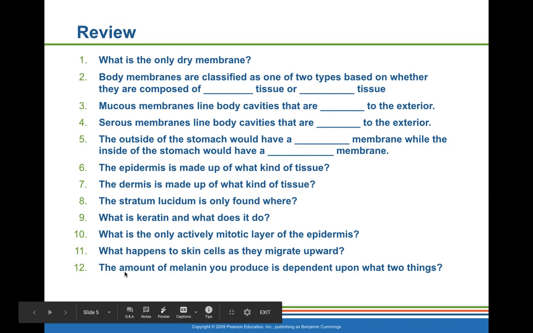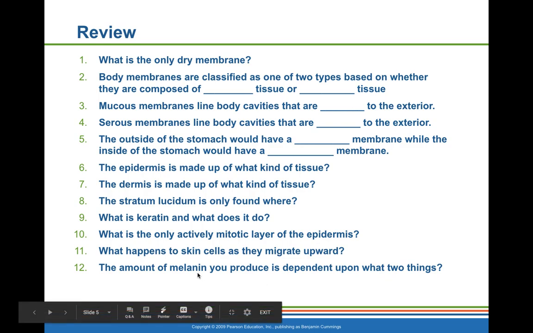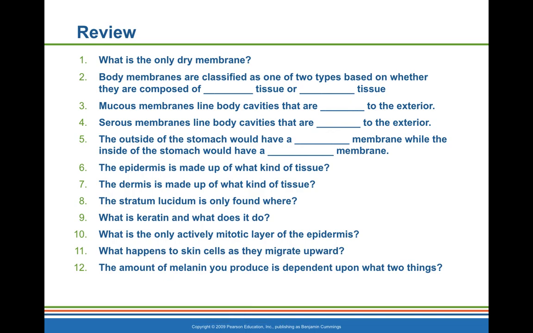Number 12, the amount of melanin you produce is dependent upon what two things? Melanin is one of the pigments that gives us our skin color. Melanin gives your skin a color anywhere from sort of yellow to brown to black, and it depends on your genetics and it depends on your amount of sun exposure.